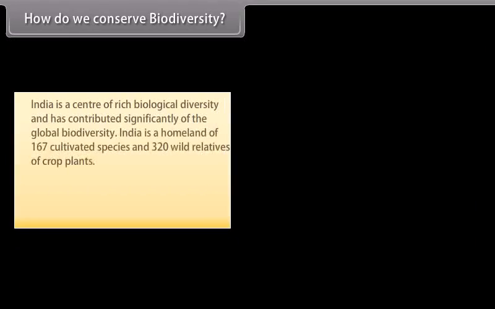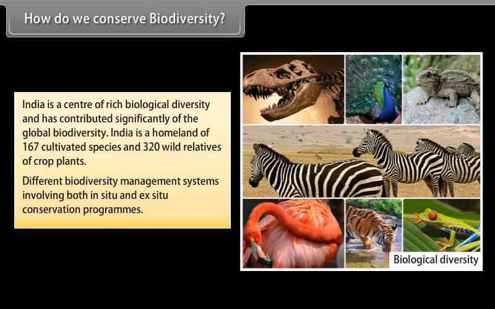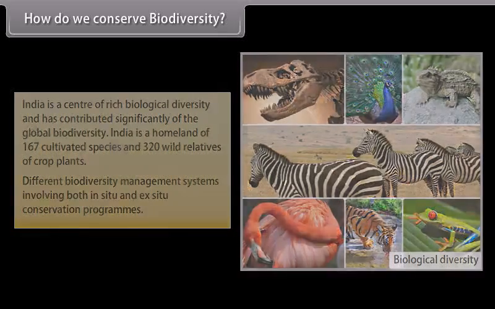How do we conserve biodiversity? India is a center of rich biological diversity and has contributed significantly to the global biodiversity. India is a homeland of 167 cultivated species and 320 wild relatives of crop plants. Different biodiversity management systems involve both in situ and ex situ conservation programs.